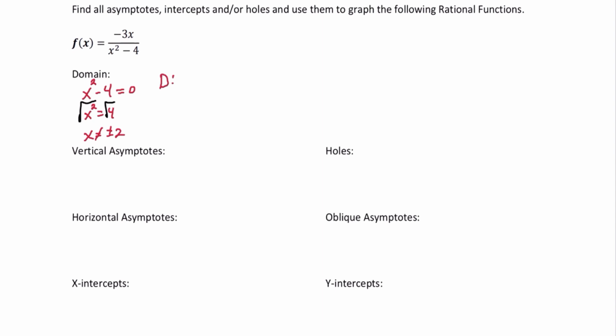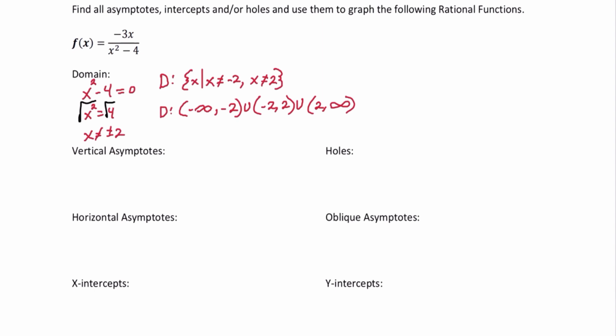Writing the domain as a set would be all x such that x is not negative 2 and x is not positive 2. If we wanted to write the domain as an interval, we would look at negative infinity to negative 2, union negative 2 to positive 2, union 2 to infinity.